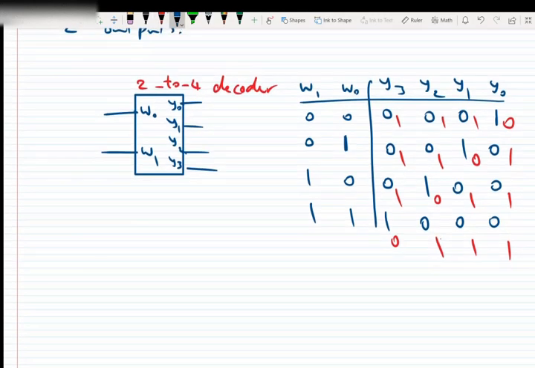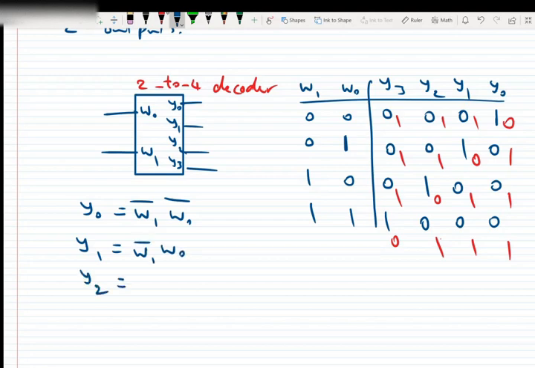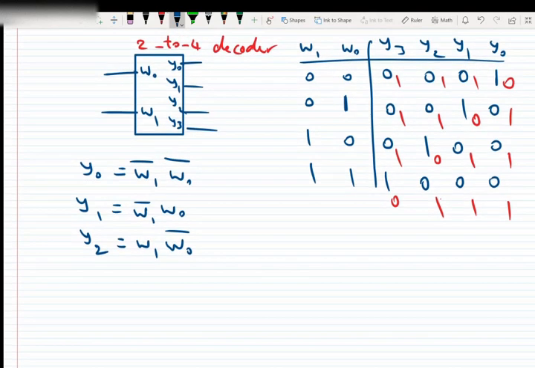design, and if we try to write the functions, we can say that Y0 is W1 bar, W0 bar, Y1 is W1 bar, W0, Y2 is W1 W0 bar, and Y3 is W1 W0. And now we want to design this circuit. Let's just design the circuit together.